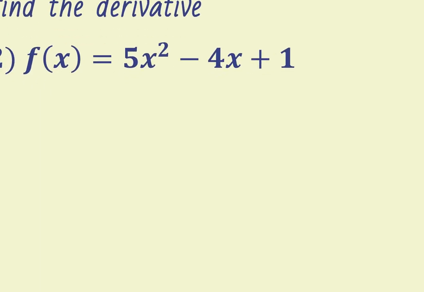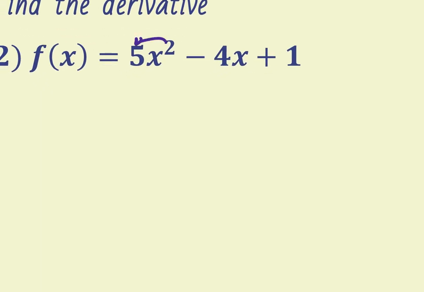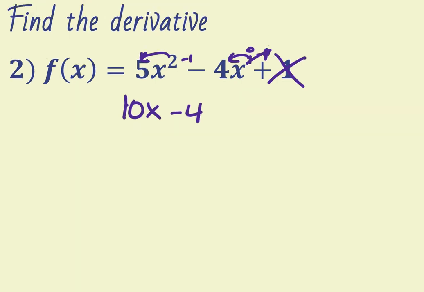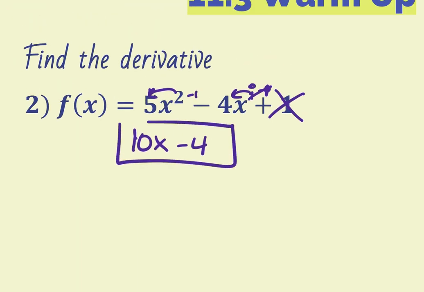So this one I would use the product rule. 2 multiplies by the 5, I get 10. x subtract 1, so it's just x to the first power. This would be 1 times negative 4 is minus 4. Subtract the 1 and I'm at 0, and it'd be x to the 0, which is gone. Every constant would go away because it would get multiplied by 0. So this is the derivative of my function, 10x minus 4. We're good on that?